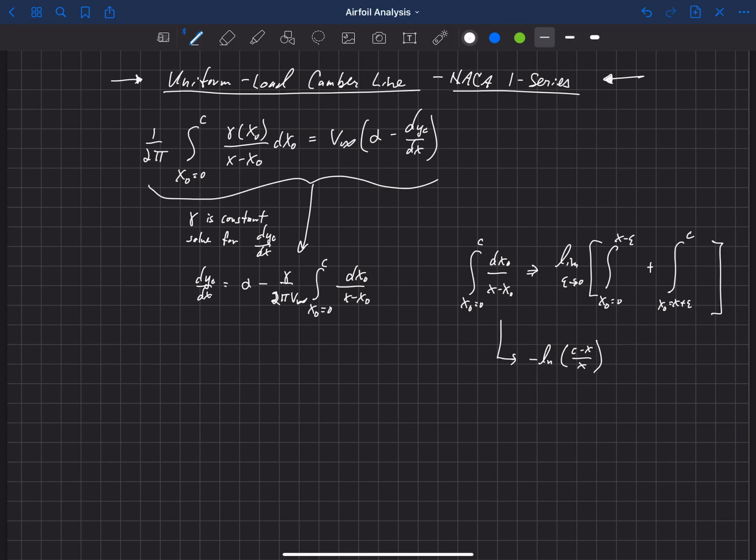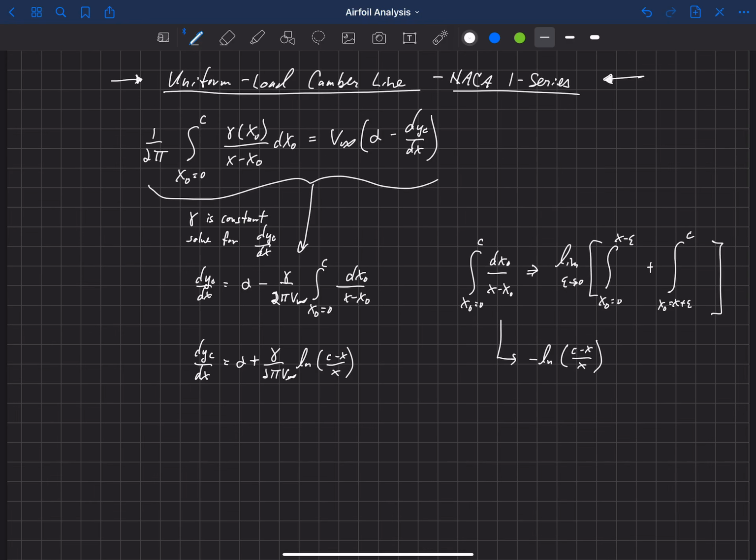Now we can just plug the solution in to our equation over here. We get alpha minus gamma over 2 pi v infinity. And actually this is going to be a plus now because we have a minus over here, multiplied by the natural log of c minus x over x.